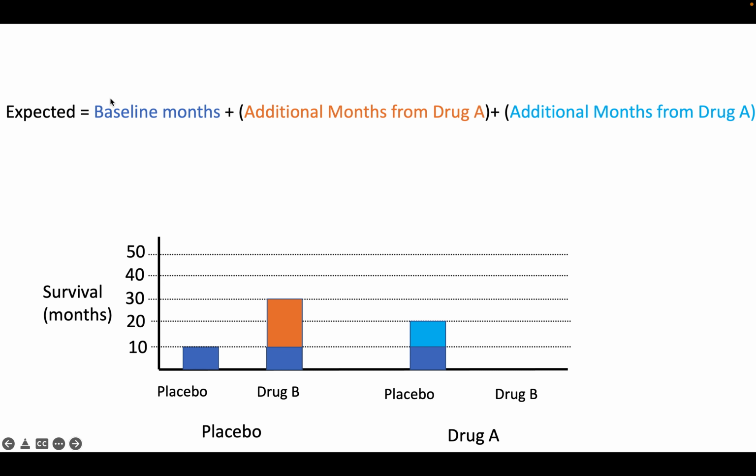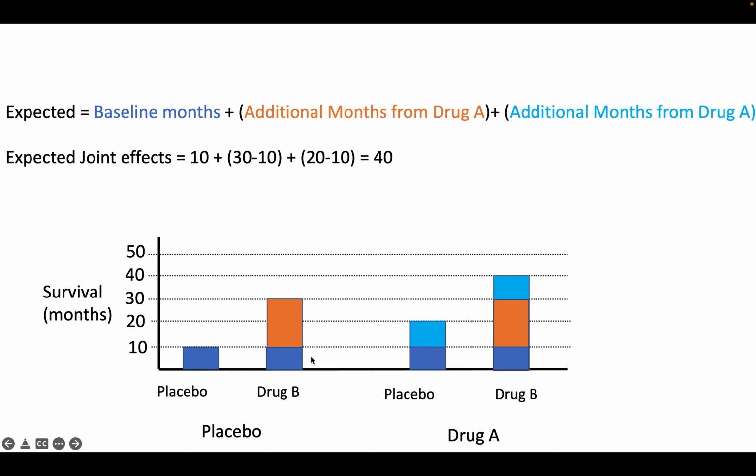So on an additive scale, if the outcome's continuous, we have these baseline months, and it's literally just you add the additional months from drug A and the additional months from drug B. But because it's the additional months, we already talked about that 10 months as a given, we've got to subtract the baseline from each of those. So basically the additional 20 added by drug B and the additional 10 by drug A, and that comes out to an expected additive effect of 40. So you can see we have that blue 10 months and then the 20 months added by the orange there and the blue stacked on top.